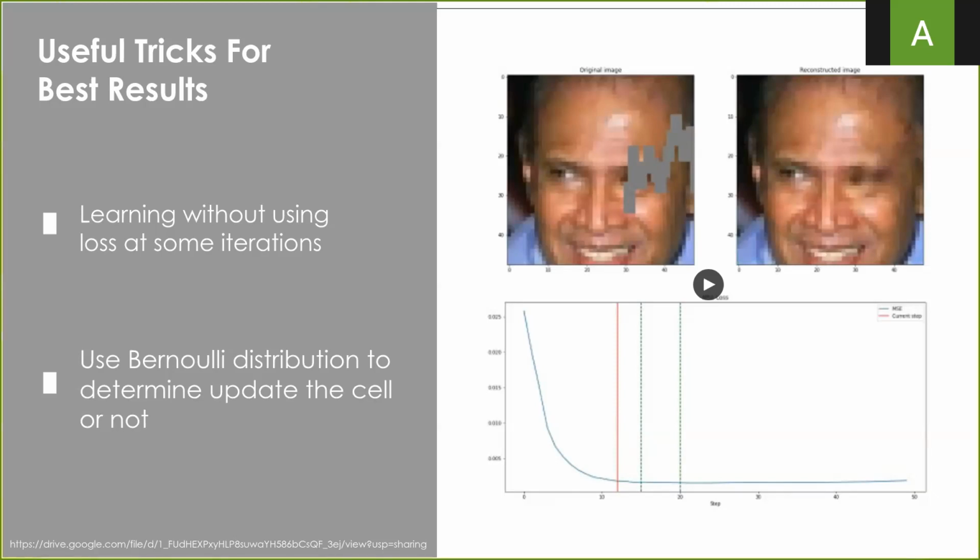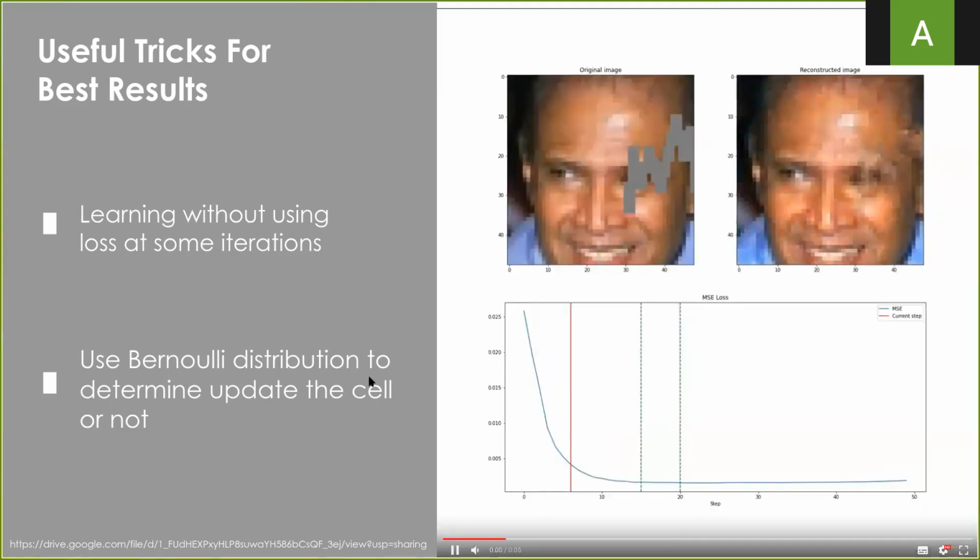Another trick we used is a Bernoulli distribution to decide whether to update the cell or not. The Bernoulli variable randomly disables changes to the cell to simulate asynchronous evaluation of different cells. And here you can see the results of our baseline.